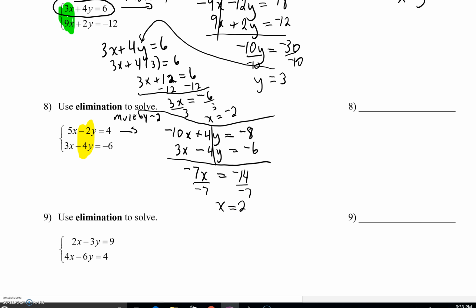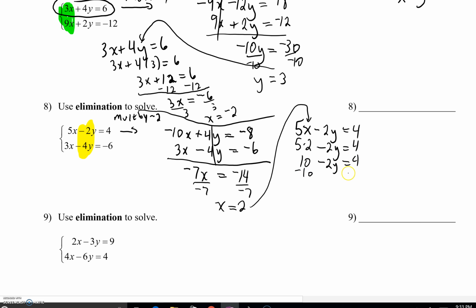Now, of course, you still have to find y. So we'll have 5x minus 2y is equal to 4. We're going to have to plug in our x value of 2. And 5 times 2, of course, is 10. We have 10 minus 2y is equal to 4. I will subtract a 10 from both sides, I will be left with negative 2y is equal to negative 6. I will divide by negative 2, and I'll have y is equal to 3. The answer will be 2, 3.